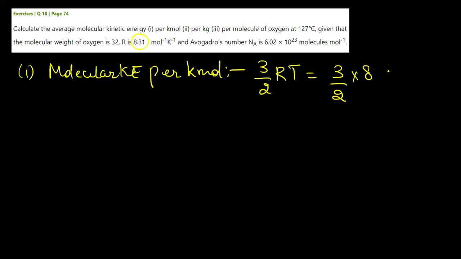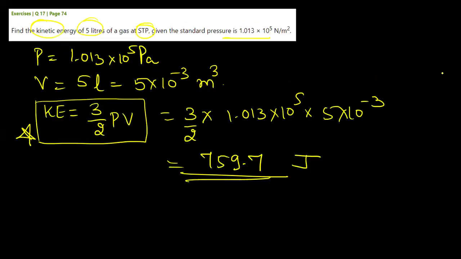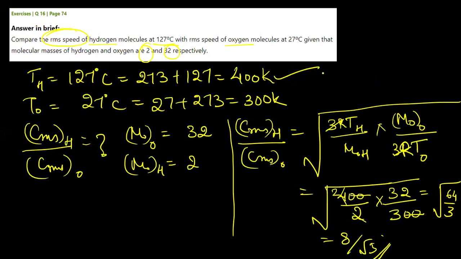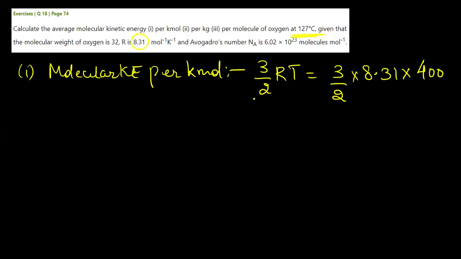Actually, the R value is 8.314, the actual value you have learned from your textbook. In the numerical, they have given 8.31, so just take that. 8.31 into temperature. The temperature they have given is 127 degrees Celsius. You convert that to Kelvin, that will be 400 Kelvin. I have done it back here, so you can see how to convert. So you solve this and you get the answer as 4988 joule.